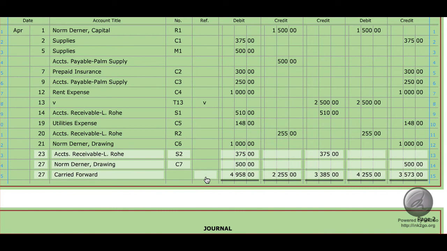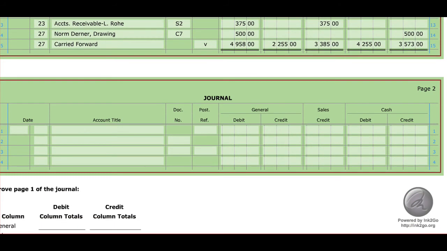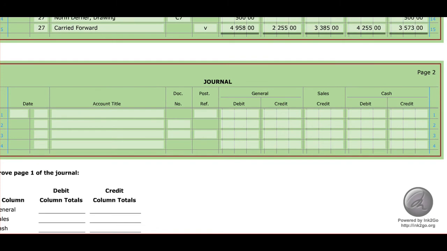All right, we're going to put a check mark here to finish out that line, and we're going to scroll down a little bit here. Now we can see the main screen again. It says to prove page 1 of the journal, so this is where our next step comes in. Our general debit column total comes from right here. This is our general debit column, so we're going to put 4958. Our general credit column total comes from right here, our 2255. If you look at the top of the journal page, you'll see that it lists out these columns for you. Mine is cut off a little bit, so we're just going to show you where I'm getting them from.